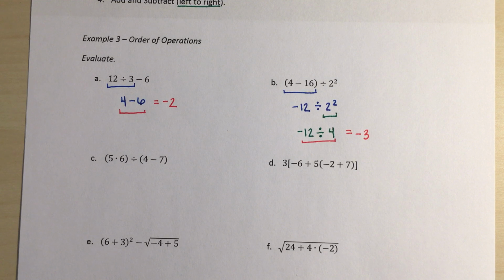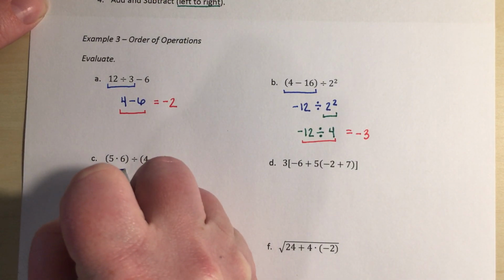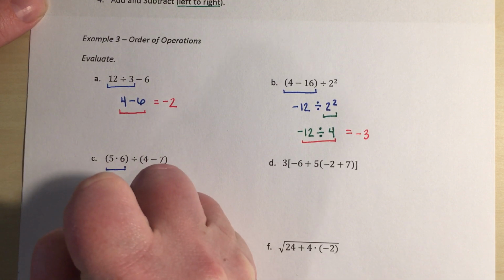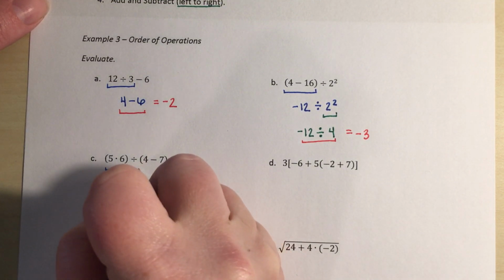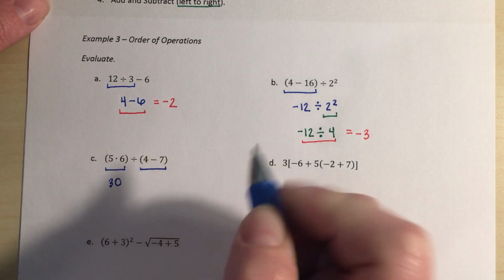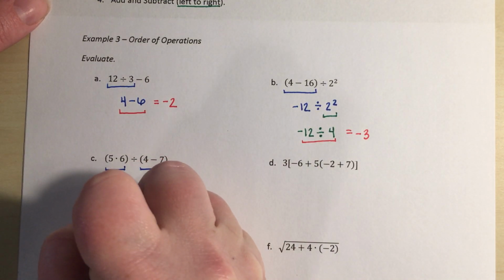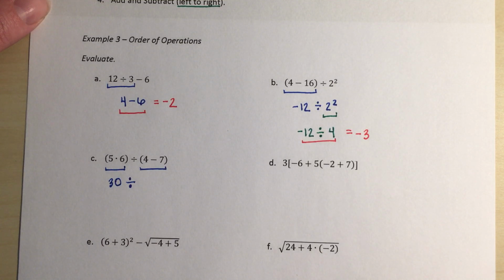So let's look at example C. We are going to start by doing our parentheses. Our first set of parentheses, we have 5 times 6. Well, 5 times 6 gives us 30. We could do this in 2 steps, but I'm going to combine both of these into one step. I'm going to take care of my other set of parentheses here. I'm going to keep my division symbol that's in between there. And 4 minus 7.